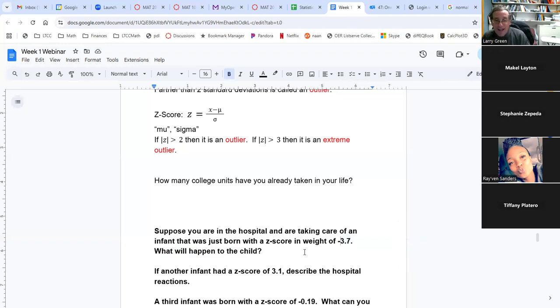Okay. All right. The next infant that you're taking care of just got born, and it had a z-score of 3.1. Now, what do you think the hospital is going to do? What's going to happen?